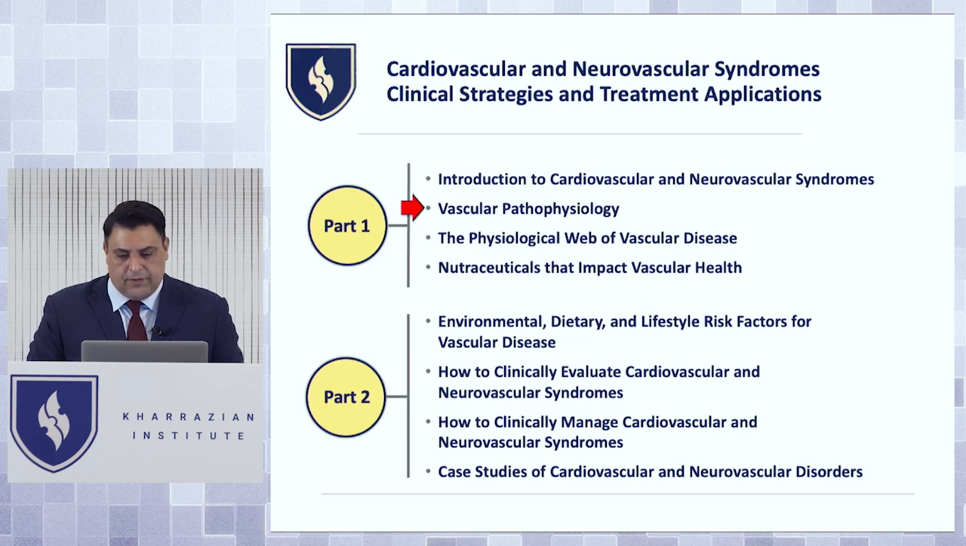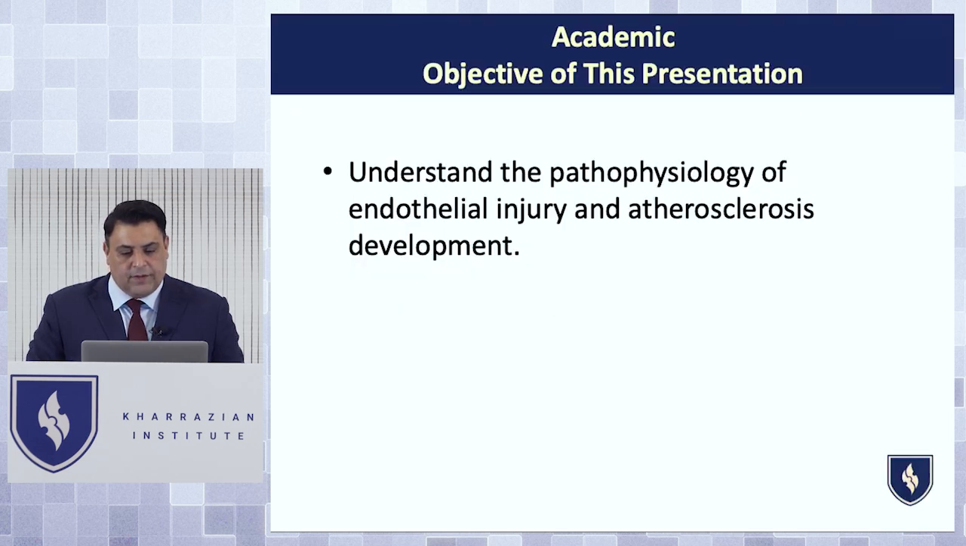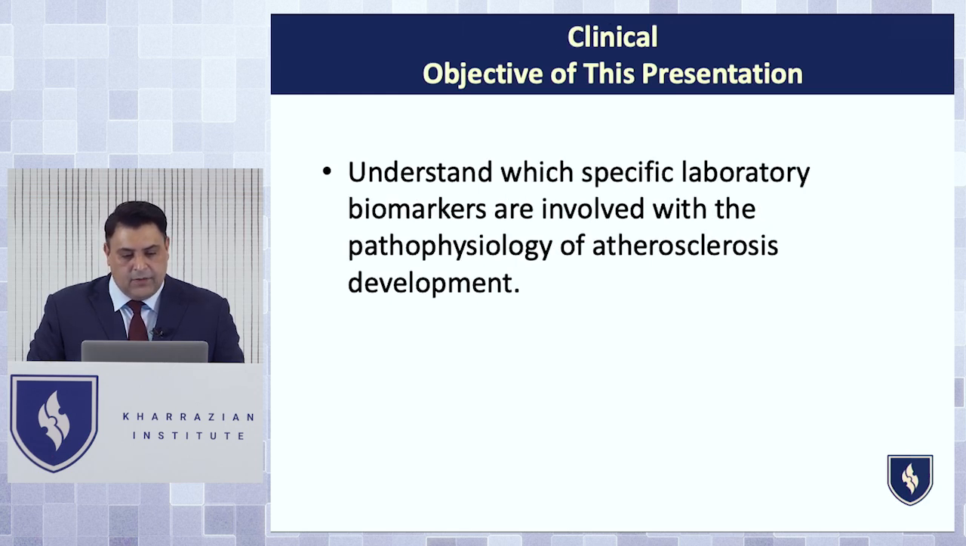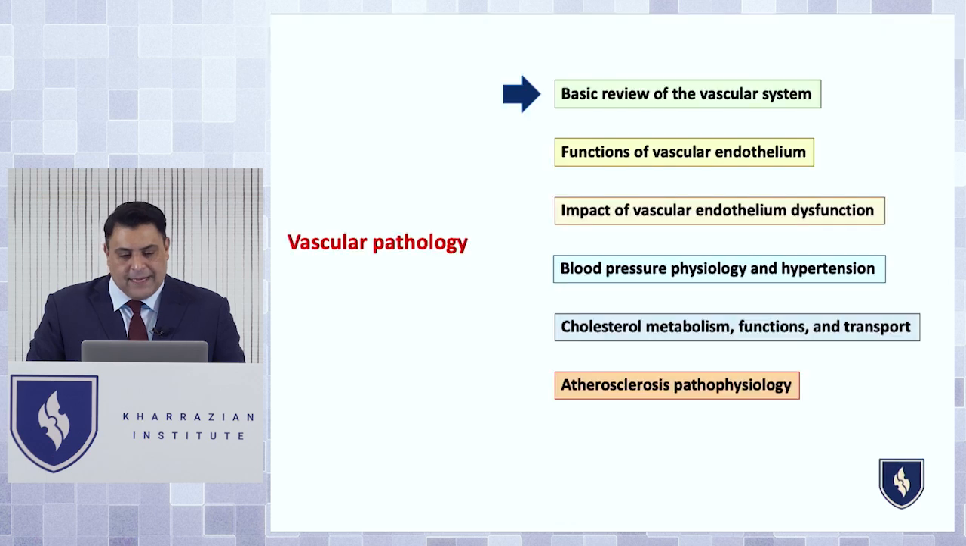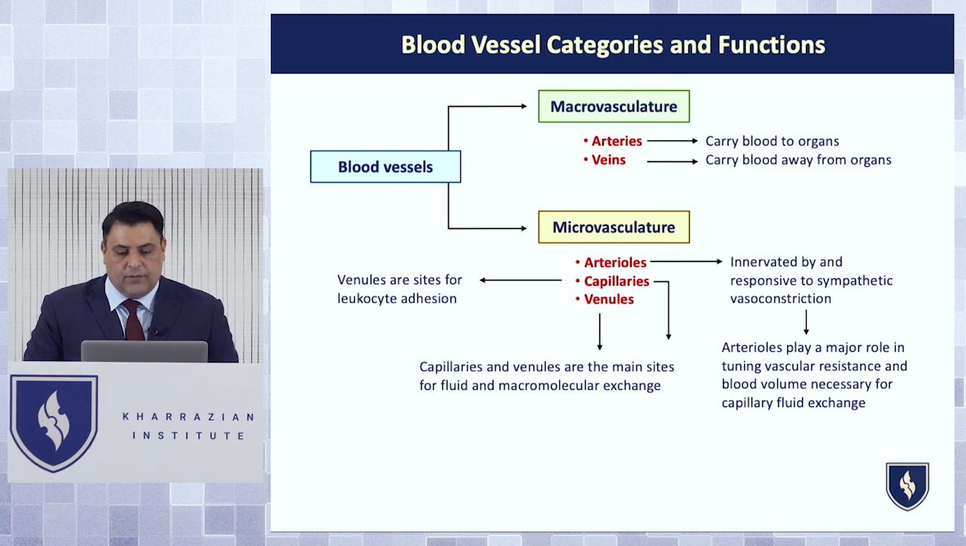vascular pathophysiology. Now, the academic goal of this presentation is to understand the pathophysiology of endothelial injury in atherosclerosis development. And the clinical objective of this presentation is to understand which specific laboratory biomarkers are involved with the pathophysiology of atherosclerosis development. So these are the main topics that I want to go over, starting with review of the vascular system. And when you look at the vascular system, you basically have blood vessels.